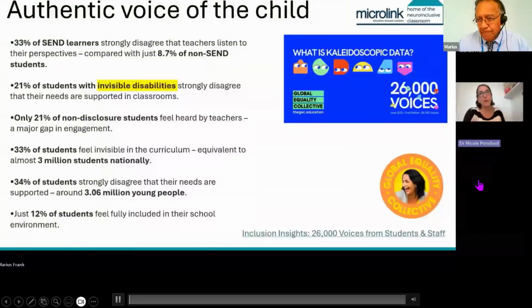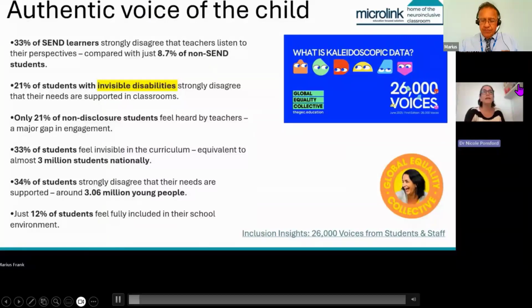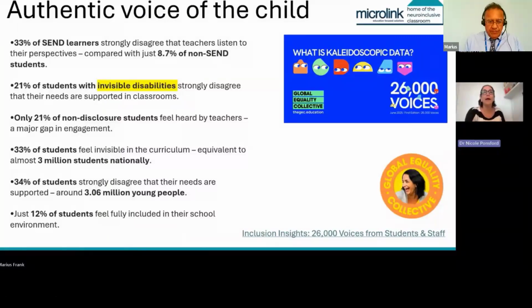So my name's Dr. Nicole Ponsford, and I'm the founding CEO of the GEC, as well as being the co-head of education at Microlink, which means I get to straddle lots of areas when we're thinking about being underserved. And this data comes from our first report at the GEC, where we've surveyed 26,000 voices in education of staff and students. And our work uses a new form of data for inclusion, which is called kaleidoscopic data.